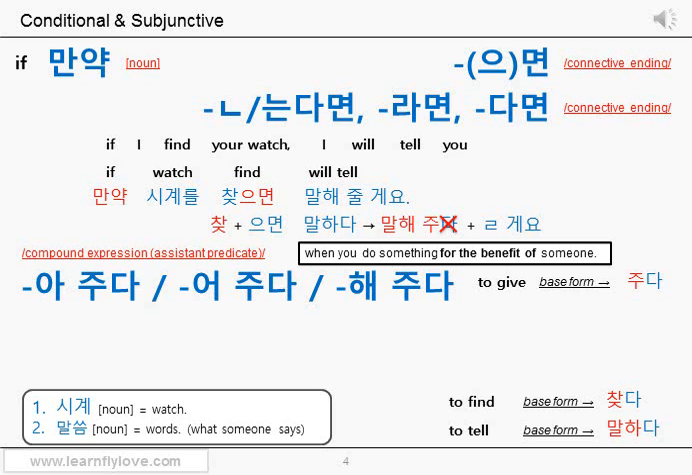만약 시계를 찾으면 말해줄게요. If I find your watch, I'll tell you. You can omit the noun 만약 and it will also mean if I found your watch, I'll tell you. 시계를 찾으면 말해줄게요. You can use the other ending 는다면 too for the same sentence. No problem. It would just sound a tiny bit more like a stronger conditional, which means there is a lower possibility.